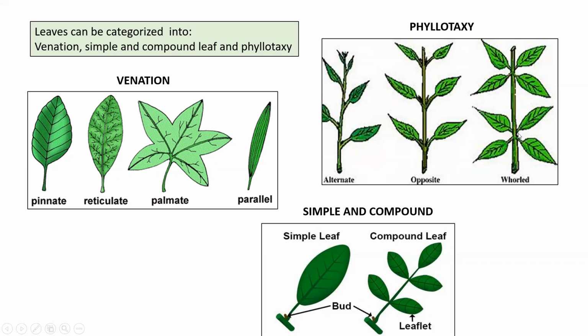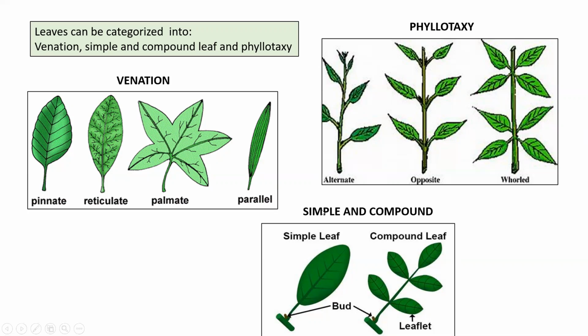Whorl phyllotaxy. Here, 4 leaves arise at each node. So this is one node. A minimum of 4. It can also be more. It should look like a whorl, right? This is why it is known as whorl phyllotaxy. So examples are oleander and asparagus, and these are arranged in a circle or a whorl, like how I told you previously.